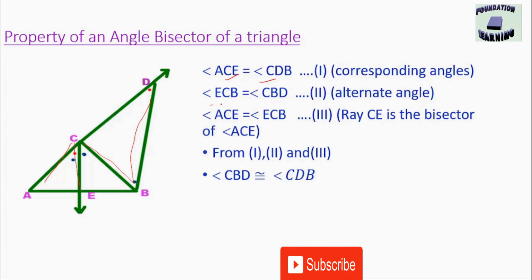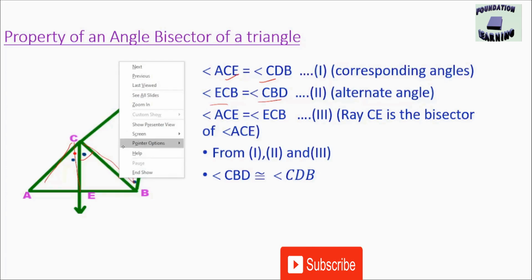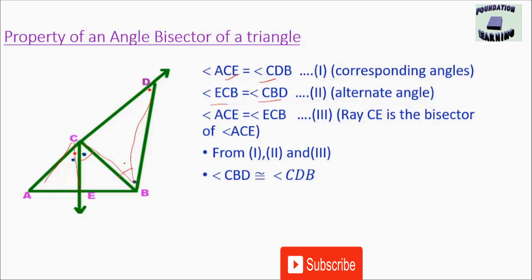Next we got ECB is congruent to CBD, because they are alternate angles. Then we said ACE is equal to ECB, right? Because ray CE is the bisector of angle ACB. Now we have got three conditions. Now let us compare them and draw the conclusion.